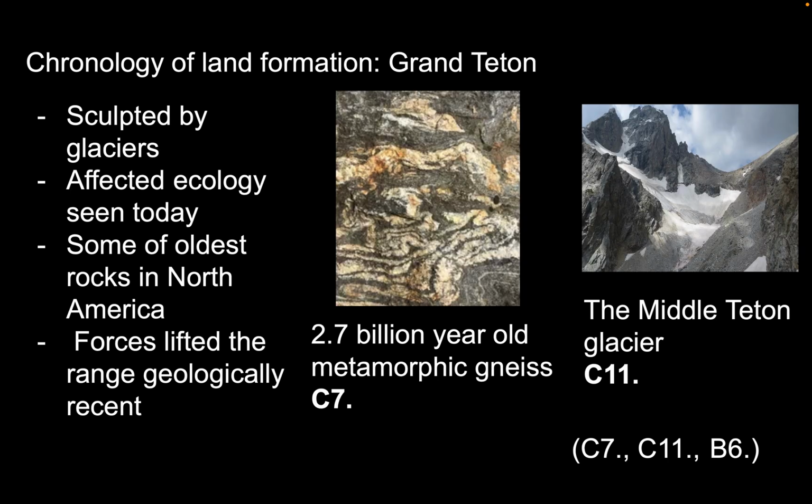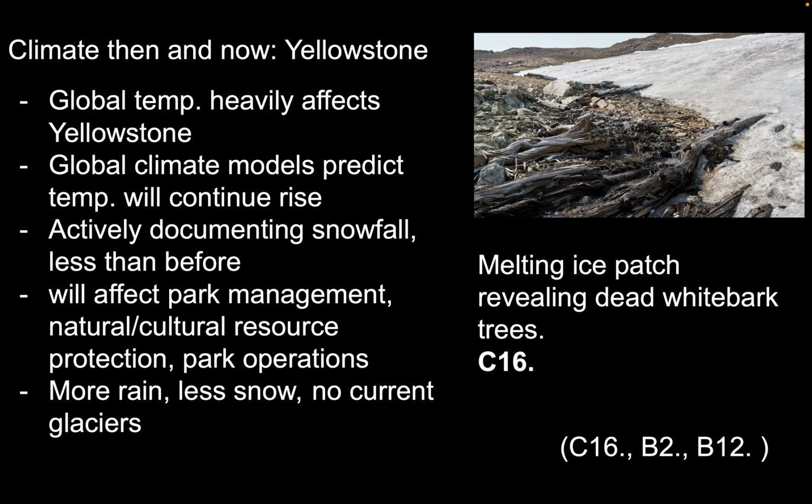The glaciers created the valley and washed away soil in Grand Teton. This affected the ecology and ecosystem as it began to change. The force that lifted the range is actually considered more geologically recent, based on findings from Geologic Timeline by Discover Grand Teton. Figure C7 depicts a 2.7 billion-year-old metamorphic gneiss in the park. Figure C11 shows the retreating Middle Teton Glacier.